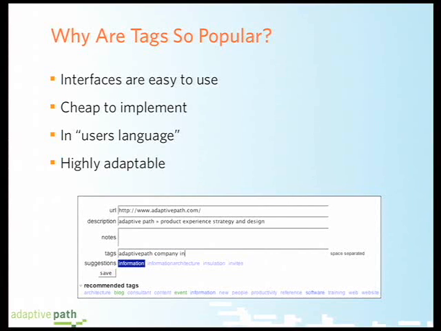They're pretty cheap to implement. Saying that we're not going to bother trying to fully organize our content and put the metadata in there, we're going to let our users do it for us. It reduces some of the costs that you would normally have there. And then the biggest piece is, of course, that it's in the users' language, that the users are telling you, this is how I would describe X, Y, Z.